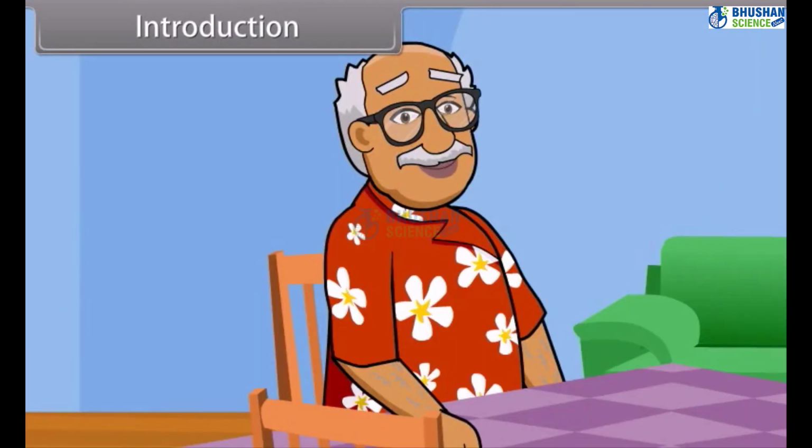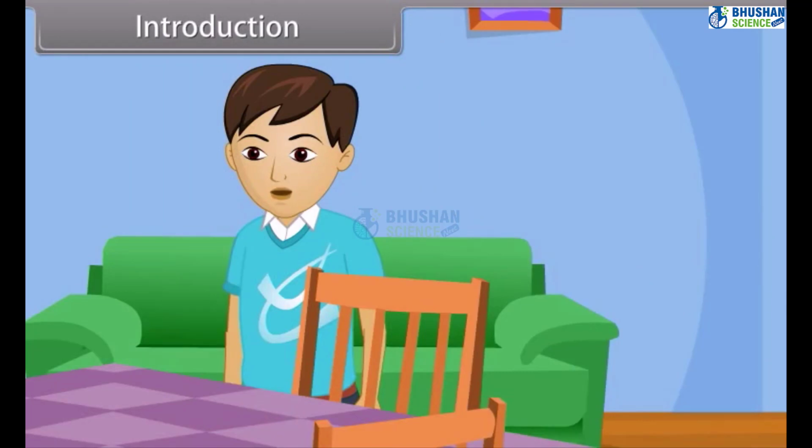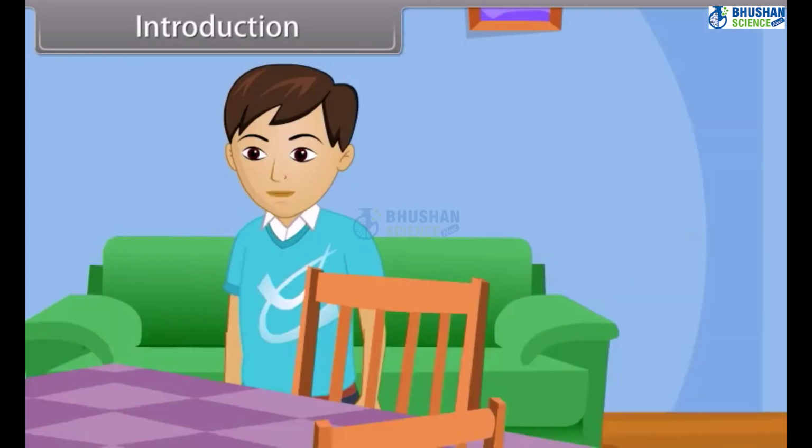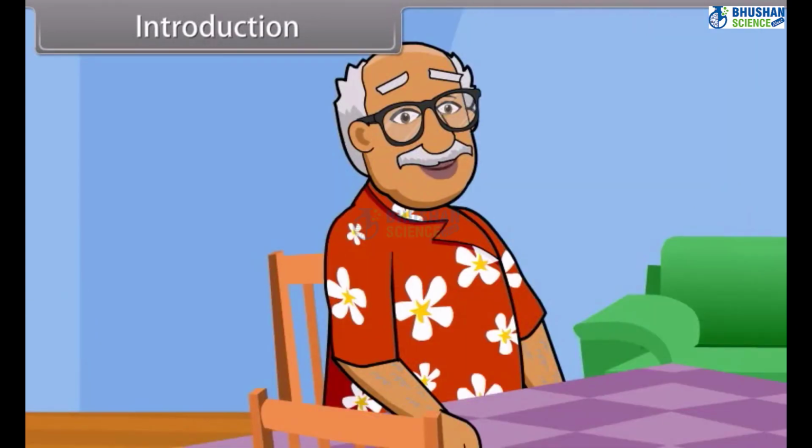Sure, ask me. How do the specs help you to see clearly? Actually, in the specs, the lenses are fitted with correct measurements. And with the help of them, I can see this beautiful world. Can you tell me more of it? Sure. Come with me. I'll tell you more about lenses in our new chapter, Ray Optics and Optical Instruments.